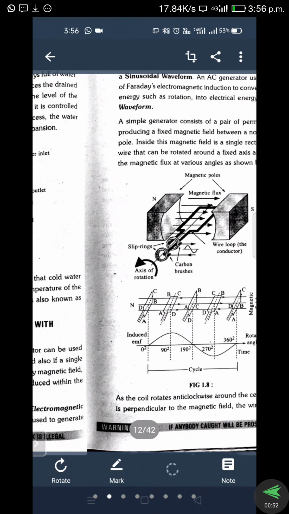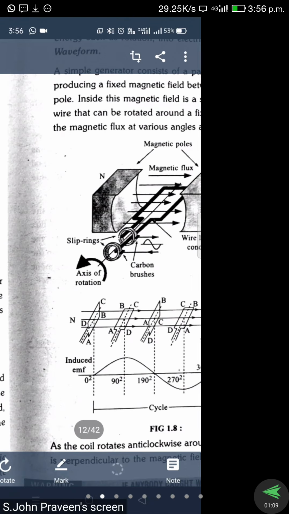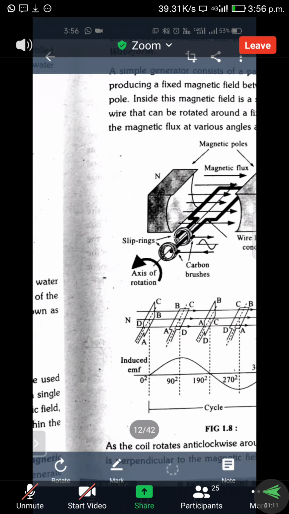But when it will be produced, you can see here, we are assuming the coil sides A, B, C and D. So in this second diagram you can see here the position of the coil. AB terminal has come downward, C and D have come upward. At that time there is no flux linked with the conductor.